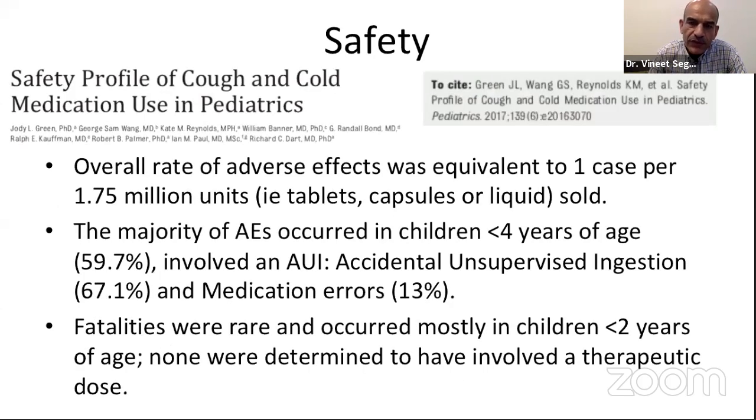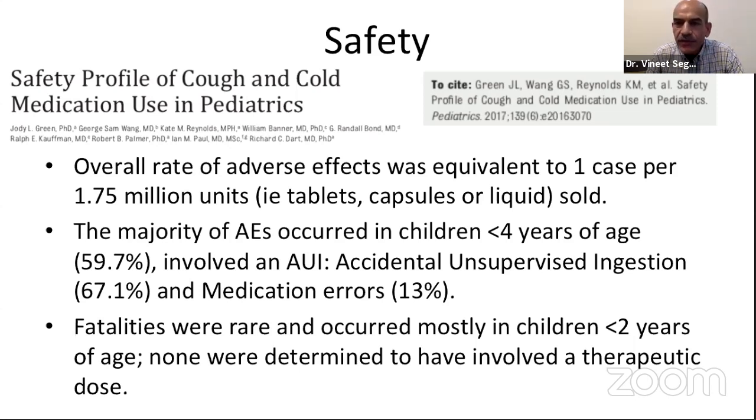There was this huge surveillance study done in the US, which went on for almost 6 to 7 years. Surprisingly, the overall rate of adverse effects was equivalent to just 1 in about 1.75 million units sold, a combination of tablets, capsules, or liquids. So not a particularly high adverse effect rate.